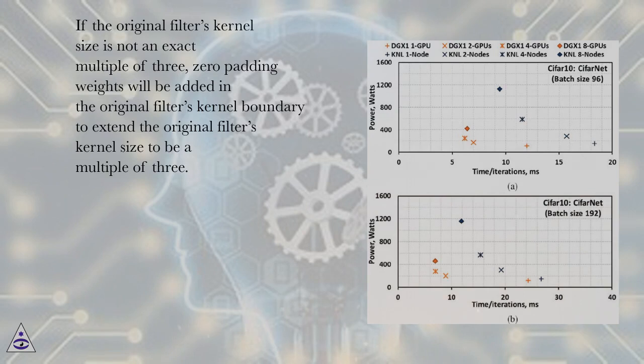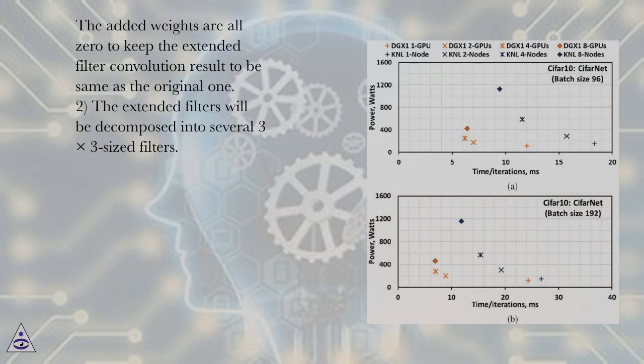If the original filter's kernel size is not an exact multiple of 3, 0 padding weights will be added in the original filter's kernel boundary to extend the original filter's kernel size to be a multiple of 3. The added weights are all 0 to keep the extended filter convolution result the same as the original one.